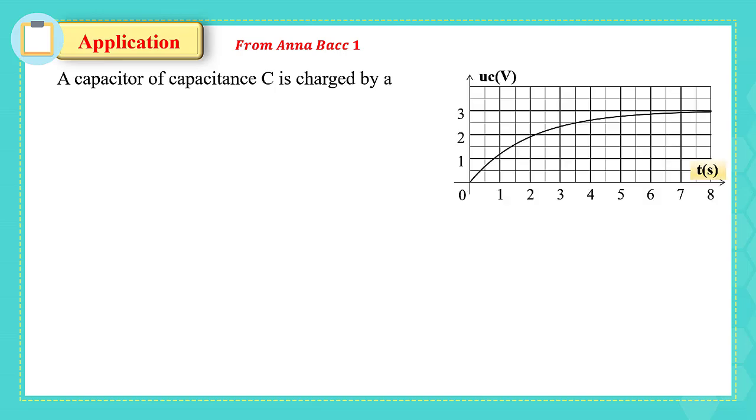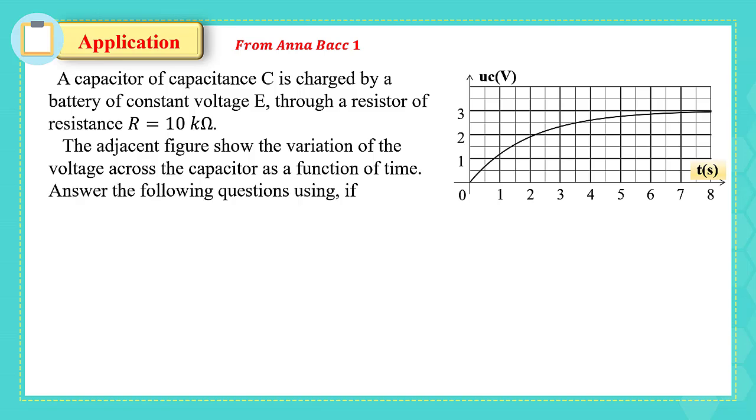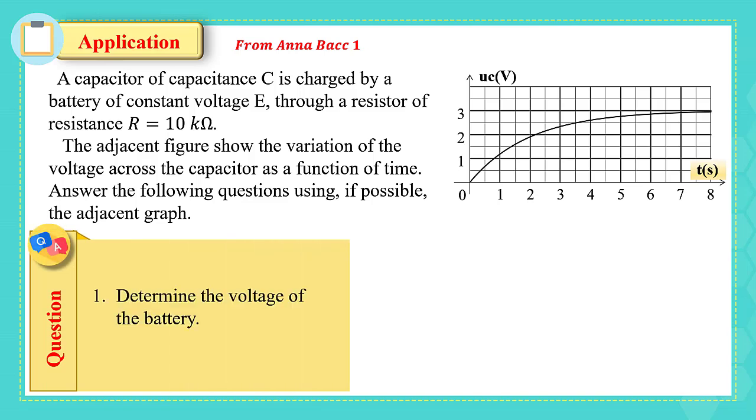Application number 4. A capacitor of capacitance C is charged by a battery of constant voltage E through a resistor of resistance R equal to 10 kilo ohm. The adjacent figure shows the variation as a function of time of the voltage across the capacitor. Answer the following questions using, if possible, the adjacent graph. Part 1. Determine the voltage of the battery.